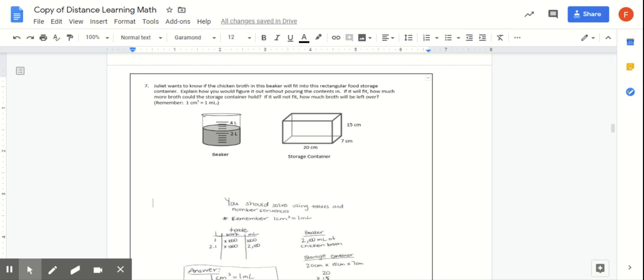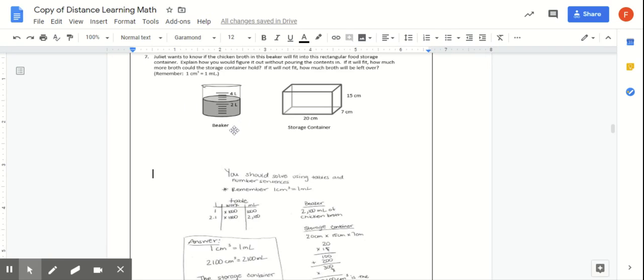So today we're going to go over problem number 7 in your packet. The problem asks us, Juliet wants to know if the chicken broth in this beaker will fit into this rectangular food storage container. Explain how you would figure it out without pouring the contents in. If it will fit, how much more broth could the storage container hold? If it will not fit, how much broth will be left over? Remember, 1 centimeters cubed equals 1 milliliter.